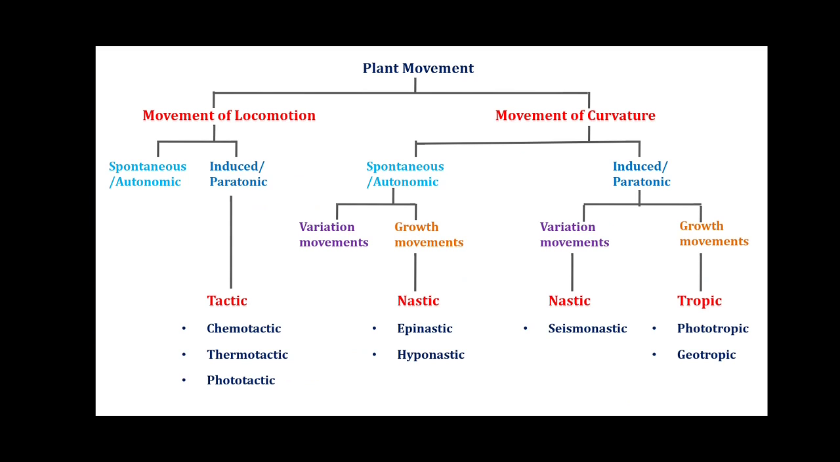While in the movement of curvature, the other category, that is induced or paratonic movements, also includes the same types, that is variation movement or growth movement. Variation movement includes again the nastic type, which may be seismonastic, and in case of growth movements the tropic movements are included, which are phototropic and geotropic. So according to this categorization, in our syllabus we are going to study the nastic type of movement, which includes epinastic, hyponastic and seismonastic, and the tropic type of movements, which are phototropic and geotropic movements.